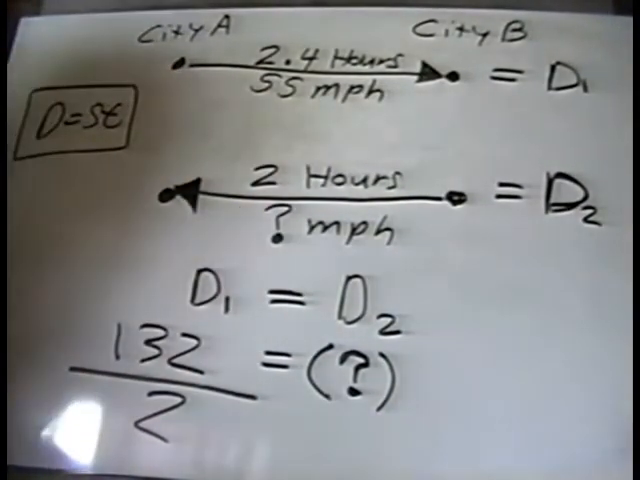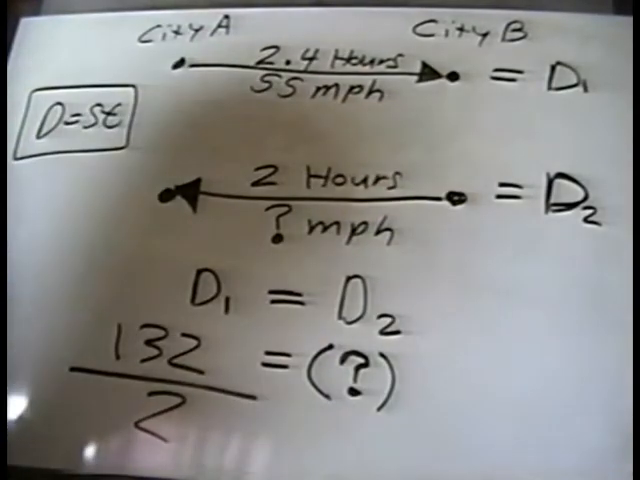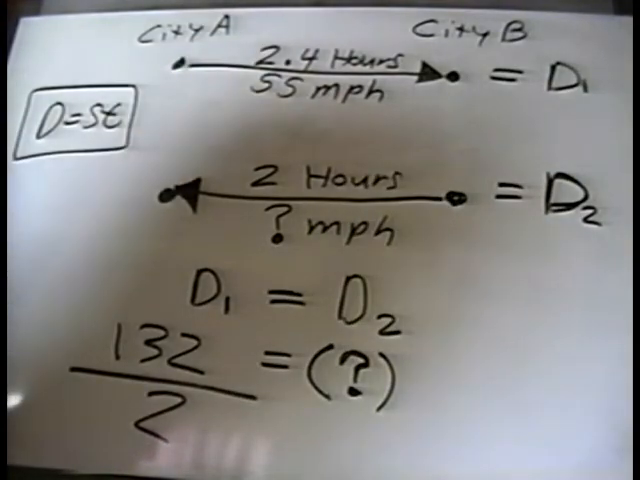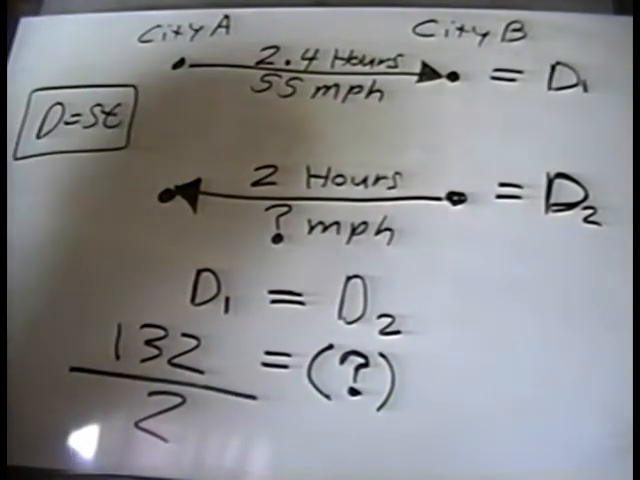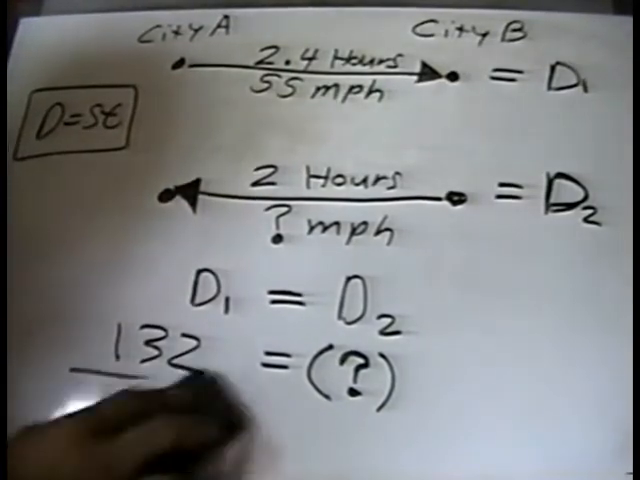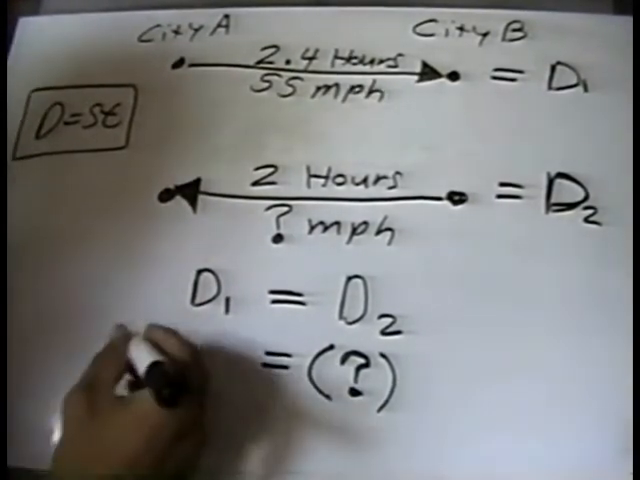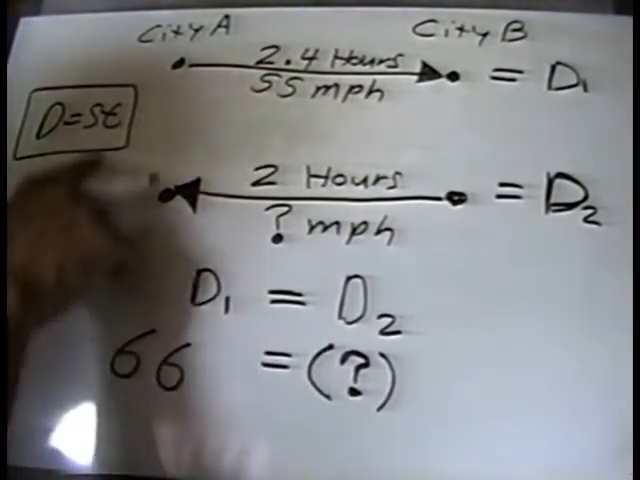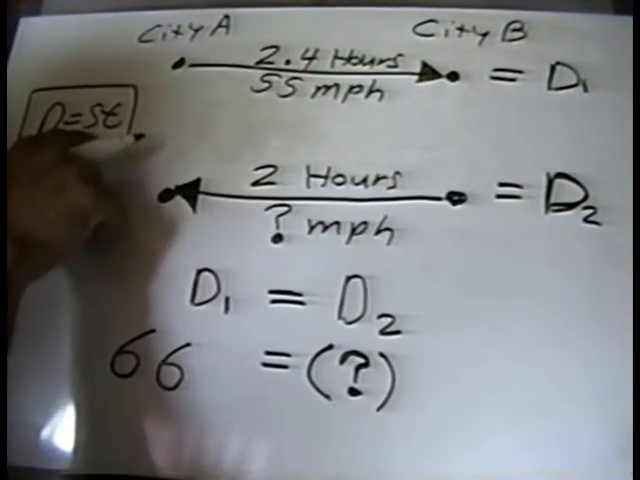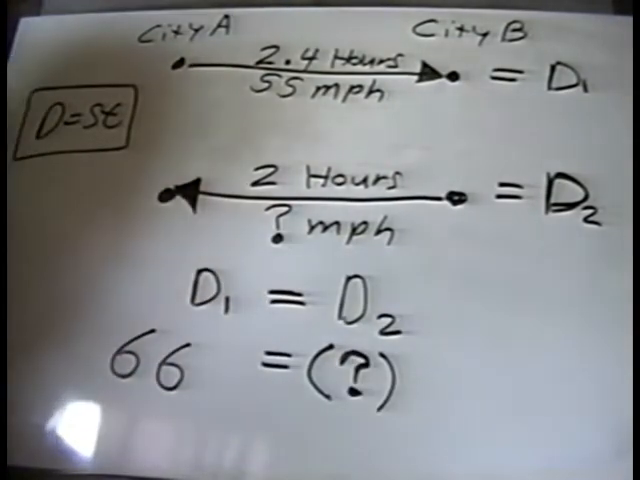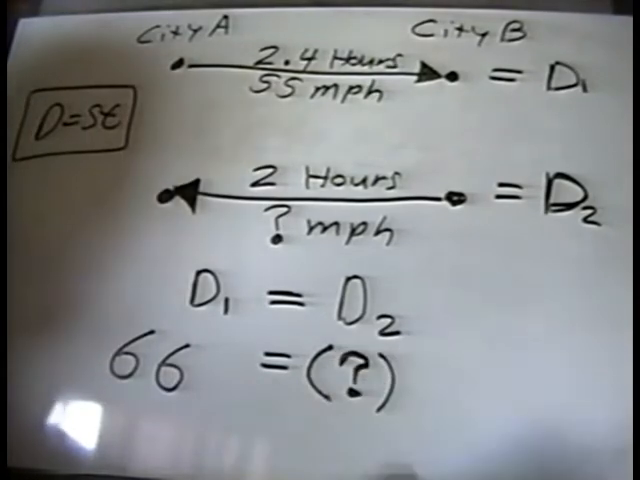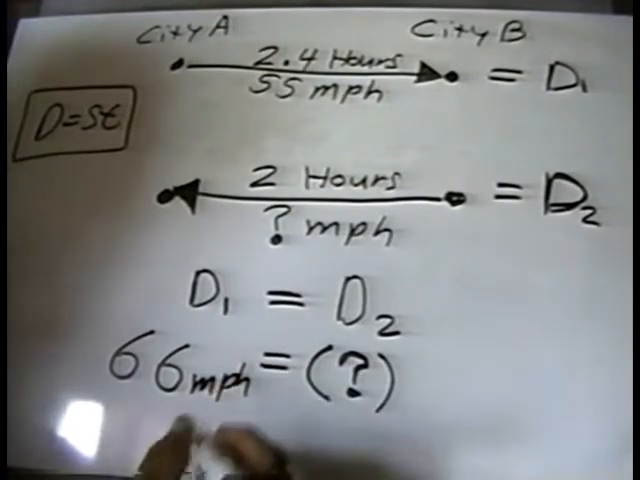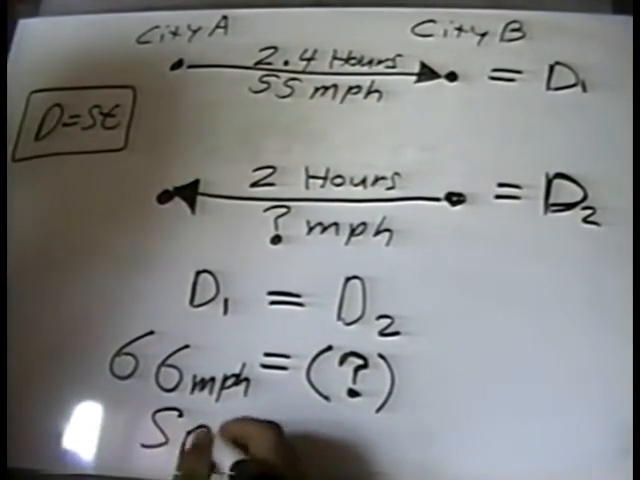Okay? Now we can find out what this is. Do 55 times 2.4, that's 132. Okay. 132 divided by 2. Okay, so what is that? That is 66.